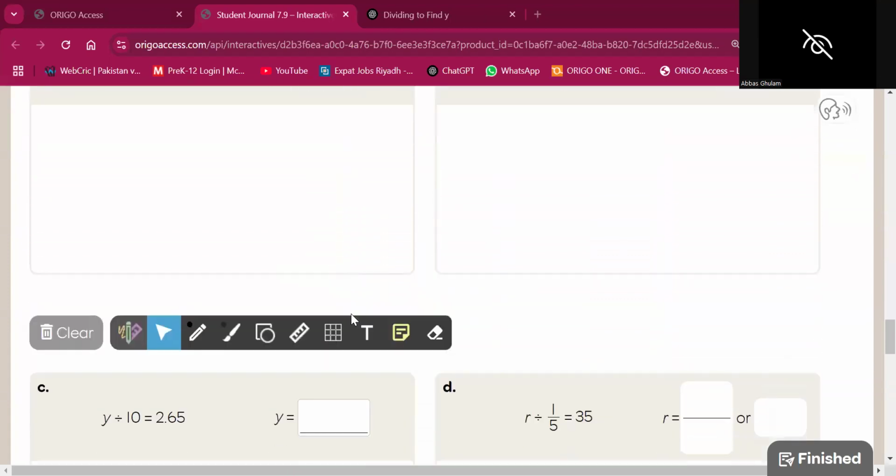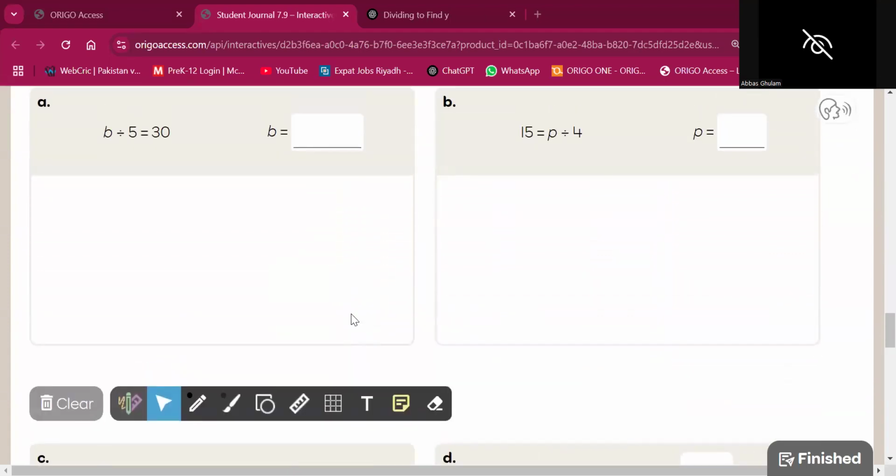So for example, here is one of the questions. Try to solve it. B divided by 5 is equal to 30. I need to calculate the value of b. B is my variable, I want to make it alone. What is here? Divide, so b out of 5. What is the inverse or opposite of divide? Multiply. The same number multiplied here, and on the other side also 30 multiplied by 5.